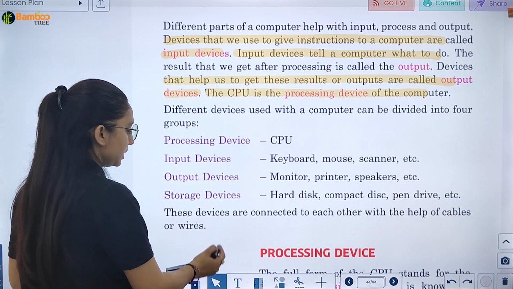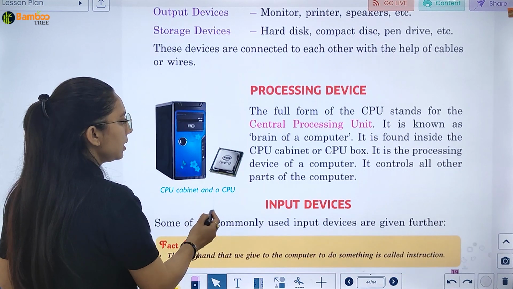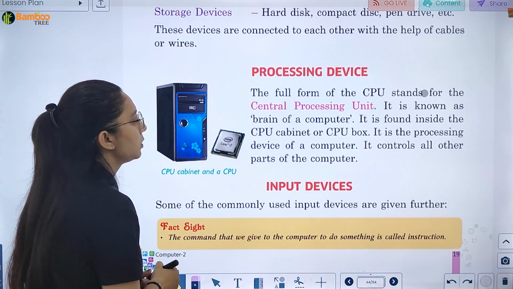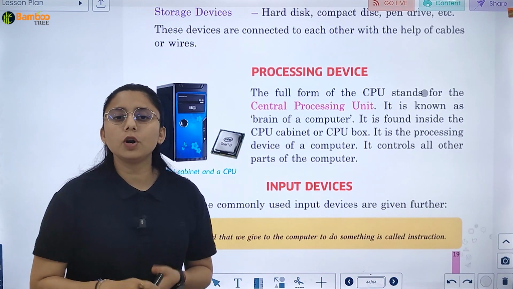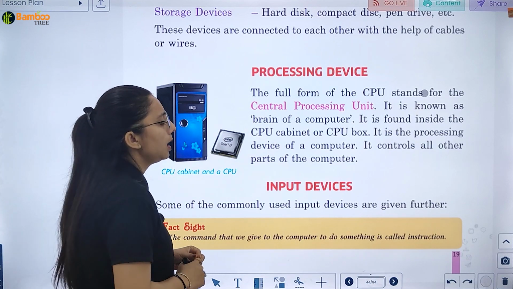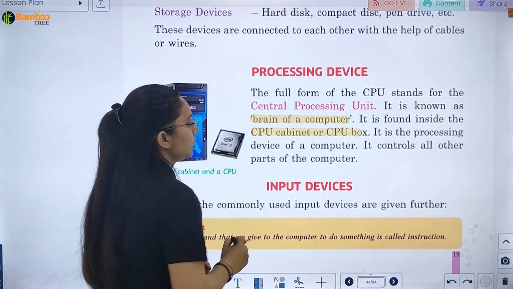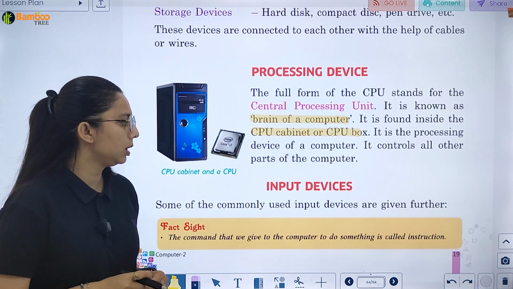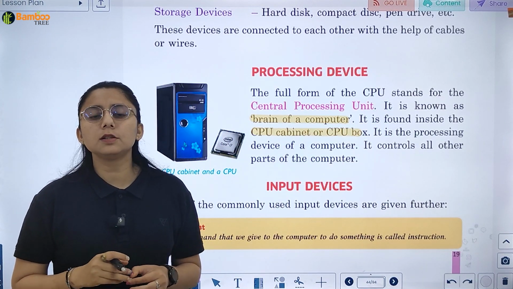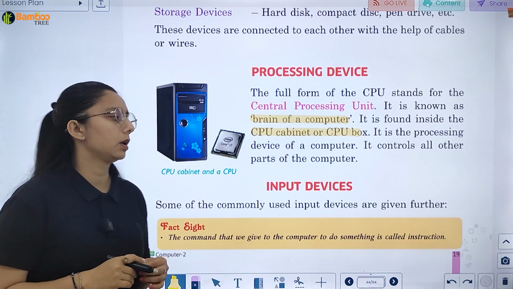Then we have processing device. What are processing devices? Full form of CPU is central processing unit. It is also called the brain of the computer. इसको हम कंप्यूटर का brain कहते हैं. It is found inside the CPU cabinet or CPU box. It is a processing device of the computer. It controls all the parts. ये जितने भी parts हैं कंप्यूटर के उनको control करता है.